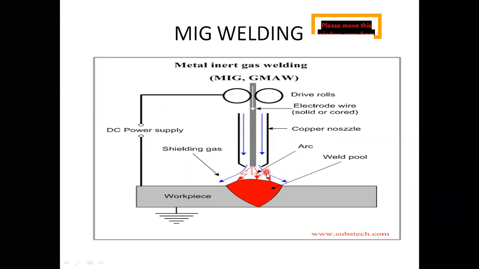Then it will create some chemical reaction. So we use some inert gas. That's why this is called MIG welding, or gas metal arc welding. This is very renowned for MIG welding.